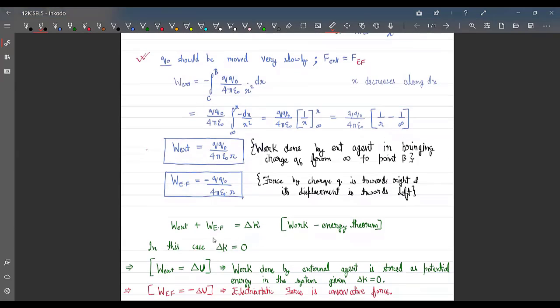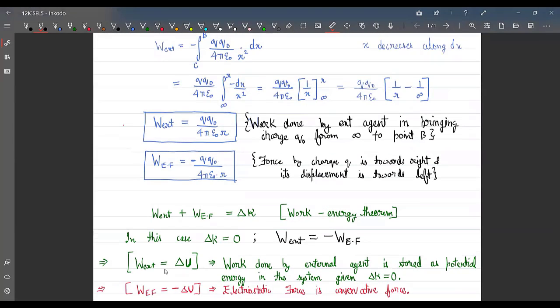After this is done, we are using a little bit of work energy theorem. We know work done by external agent plus work done by electric field is equal to change in kinetic energy. In this case, change in kinetic energy is 0. So we get work done by external agent is equal to negative of work done by electric field. Also, from mechanics, we know that work done by external agent is equal to change in potential energy. Work done on the system is stored as potential energy in the system, given that change in kinetic energy is 0. Also, work done by electric field is equal to negative of change in potential energy, when you're talking about conservative forces, and electrostatic force is a conservative force.